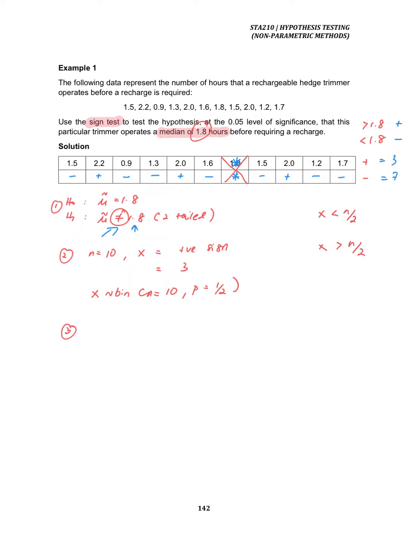Okay, so N kita 10. Kita dah tahu N kita 10. So kita check. Okay, kita check X kita tadi 3 kan. 3 adakah dia kurang atau lebih besar N over 2. Okay, 10 bahagi 2 adalah 5. So 3 adalah kurang daripada 5 kan. So the P value kita akan tulis sebagai 2 times probability of X kurang sama dengan X. Okay.